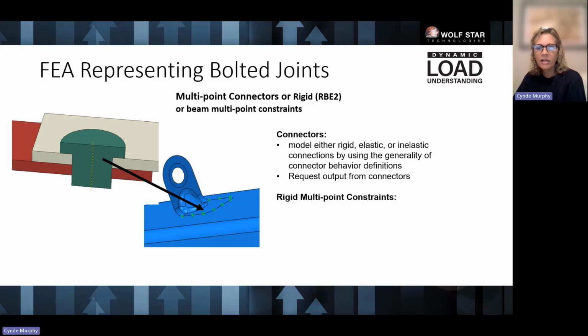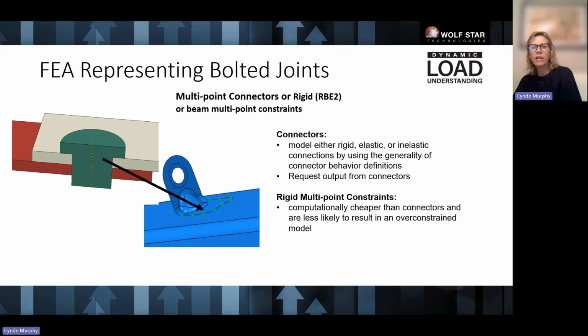With rigid multi-point constraints, you can join multiple parts together. They're computationally cheaper than connectors and are less likely to overconstrain your model. The disadvantage is you cannot request output from these rigids. Good and sufficient parts need to be joined together in order to start your simulation.